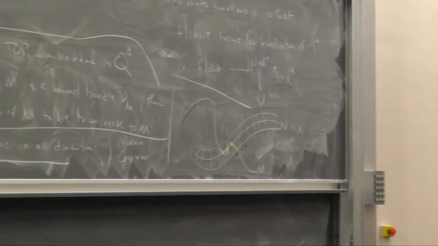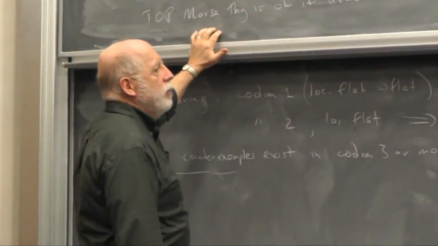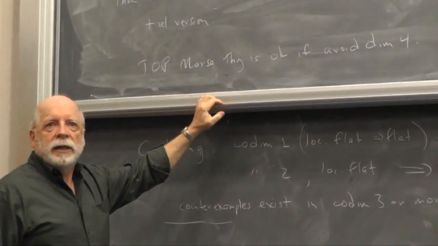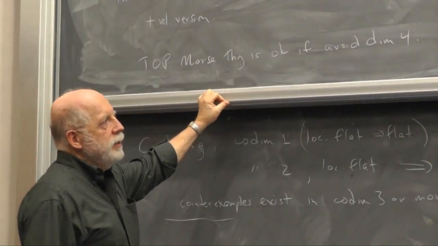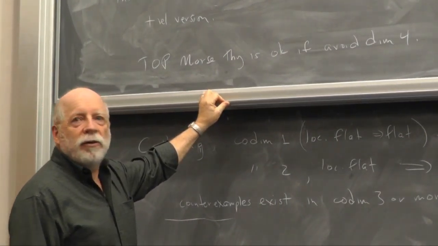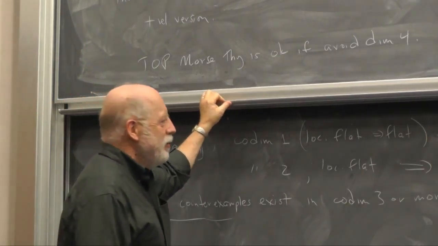So transversality works in all cases, but not topological Morse theory, because usually Morse theory implies you get handle bodies, and you don't in dimension 4. So you have to be careful about assuming what's true and not true in dimension 4. It's hard to remember all the little glitches with it.